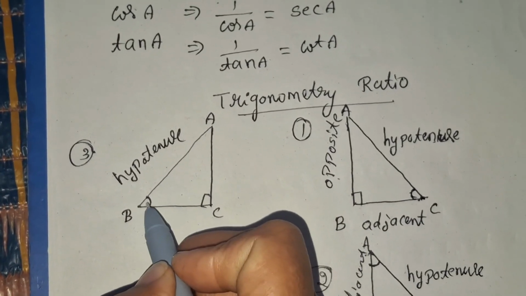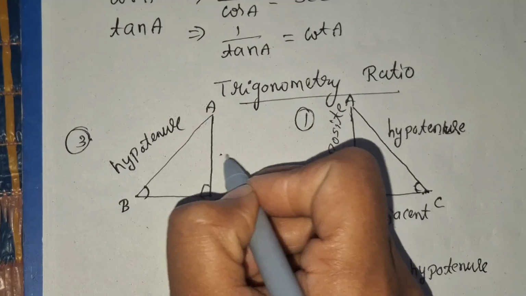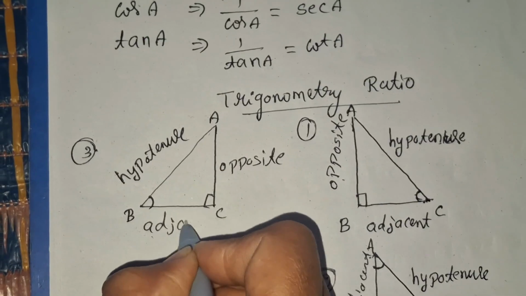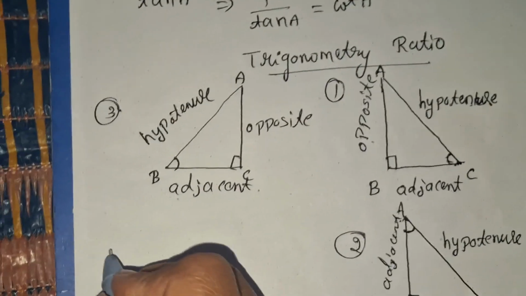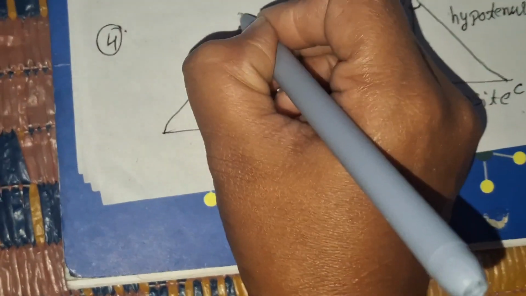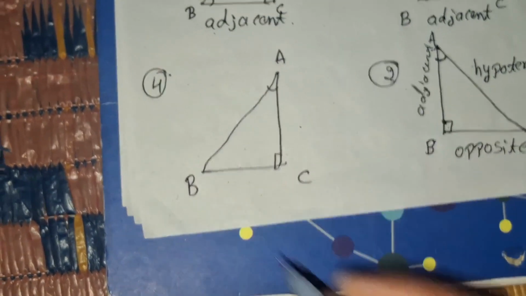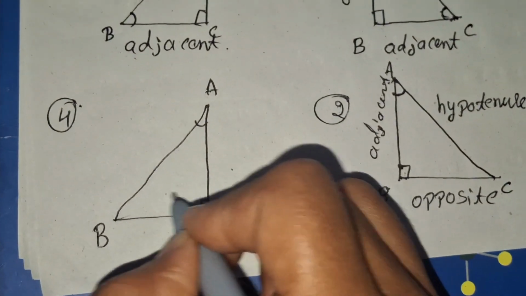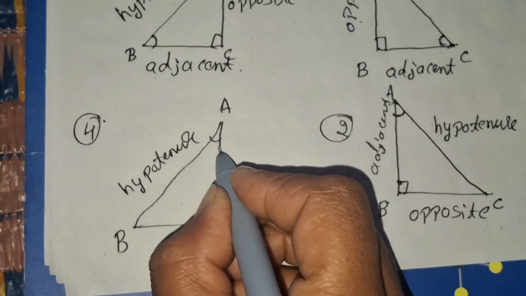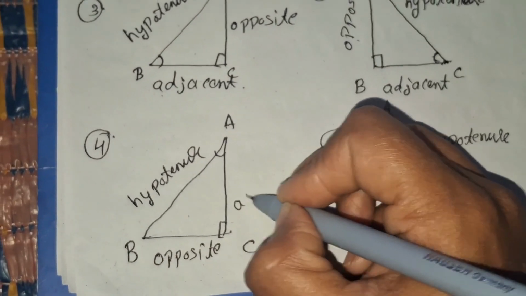Then the opposite side of the acute angle. Which one is the acute angle? B. Which side is opposite? AC. AC is the opposite side. So mark that as opposite. Then the remaining one is the adjacent side. Understand? So in the last case, in this right angle triangle, the labels are the same: A, B, C. This is the acute angle. This is the right angle. So which one is the hypotenuse? We know the longest side, opposite the right angle, is the hypotenuse. The side opposite the acute angle is the opposite side. Then the remaining side is adjacent.